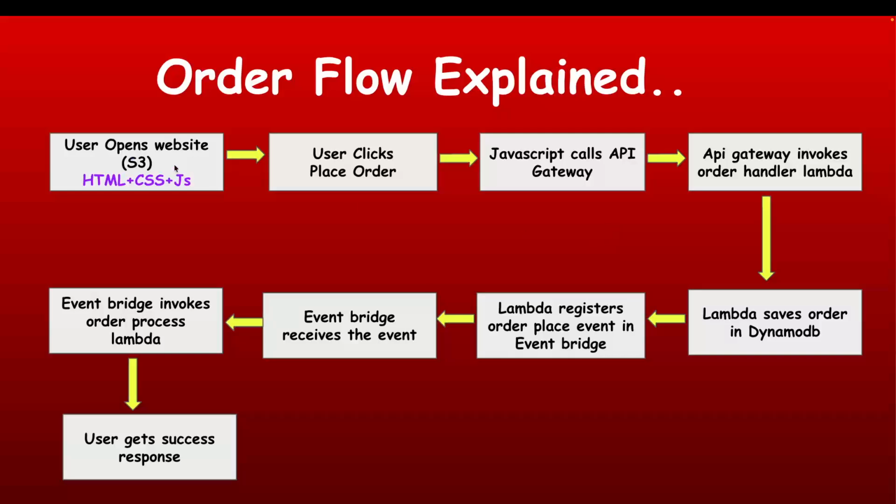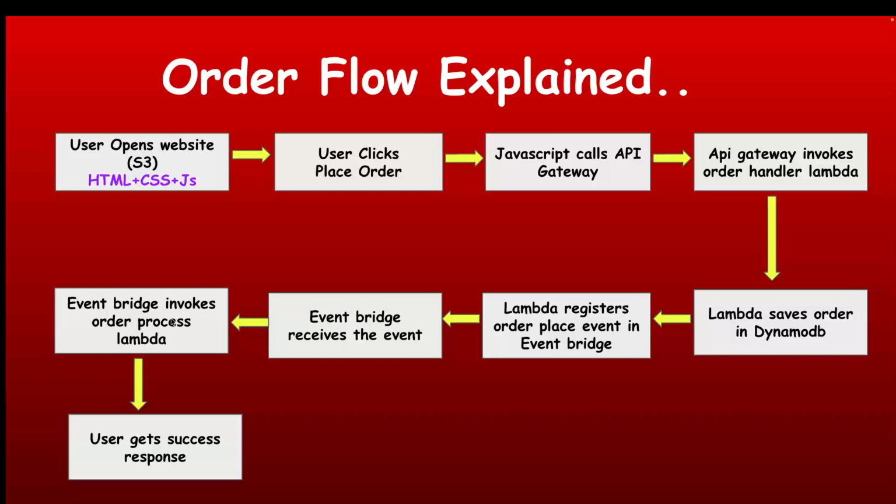Let us deep dive, and I'll show you the overall flow. The user opens the website, then the user clicks and places the order. The JavaScript in the static code will call the API Gateway, and API Gateway invokes the order handler Lambda. The Lambda stores the order in DynamoDB, and the Lambda registers the order placed event in EventBridge. As I told you, once the event arrives in EventBridge, EventBridge invokes another Lambda, and the user gets a success response. This is the overall thing.